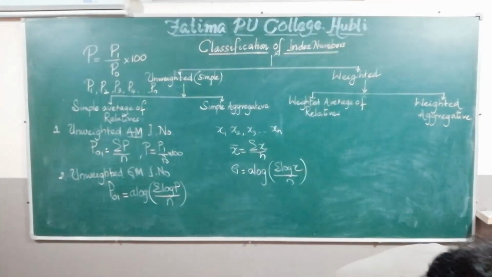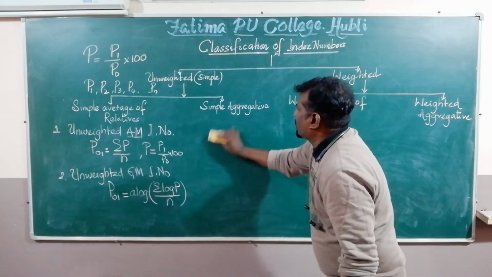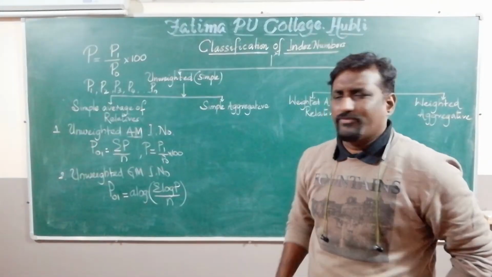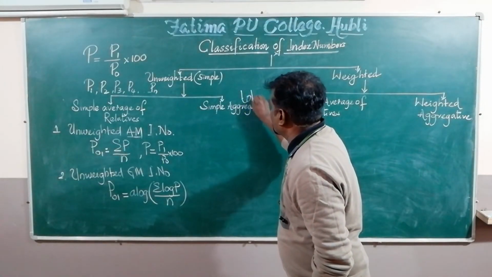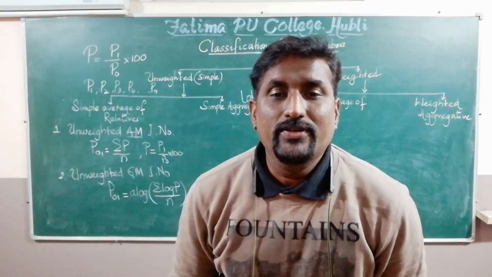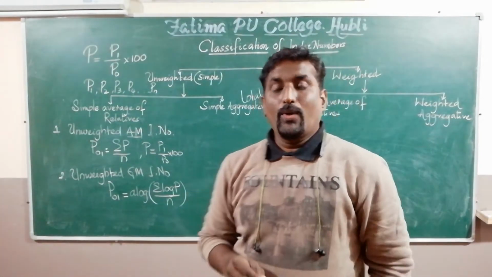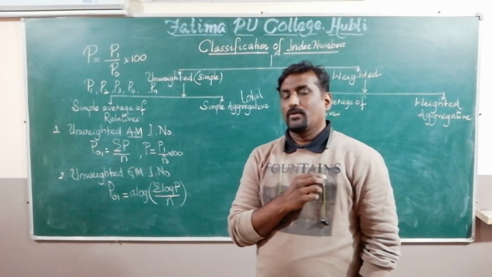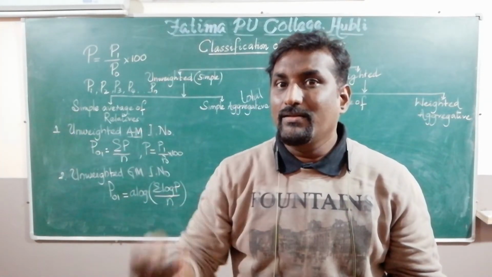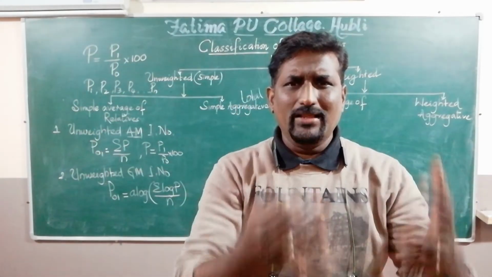The next one comes from the next classification. What is the next classification? It is called simple aggregative. Aggregative refers to total. The word called total. Simple aggregative refers to total, students. You understand? Now what is the total of? Right, total of all the vegetables. They are current year prices, they are base year prices. Very simple. You buy all the items, right?